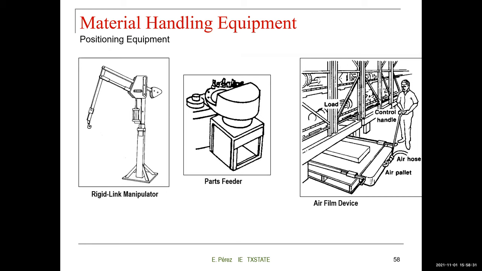The rigid link manipulator, again, you can see that this is providing a way of lifting movement, but once you reach the correct positioning of the equipment, you can fix it to that position so you can continue the work. The part feeder, the air film device, you can see on that one, it's letting you lift. You have a control here, and depending on the height that you want to obtain to position the load, you have control over that.